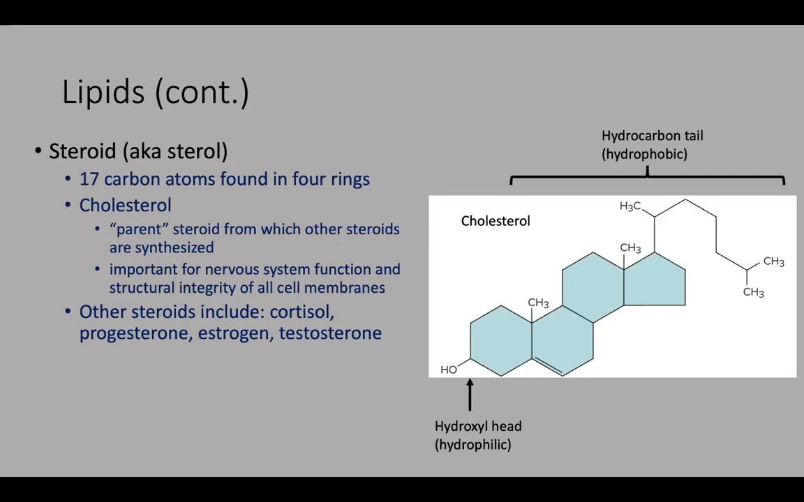Other steroids can include cortisol. If you've heard of the stress hormone, that's cortisol. So if you have a lot of stress, your body produces a lot of cortisol. It can be good in some situations, but long-term can cause some health issues. And then the sex hormones, progesterone, estrogen, and testosterone are all other examples of steroids.